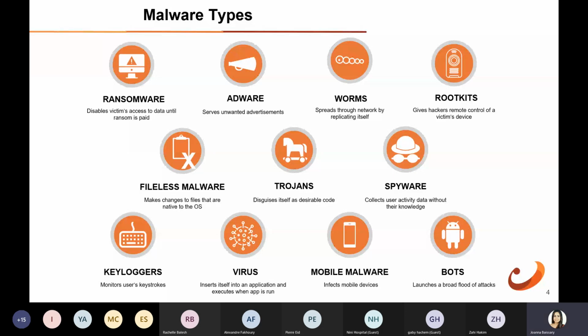A Trojan disguises itself as desirable code or software. Once downloaded by an unsuspecting user, the Trojan can take control of the victim's system for malicious purposes. Trojans may hide in games, apps, or even software patches, or they may be embedded in attachments included in phishing emails as well.